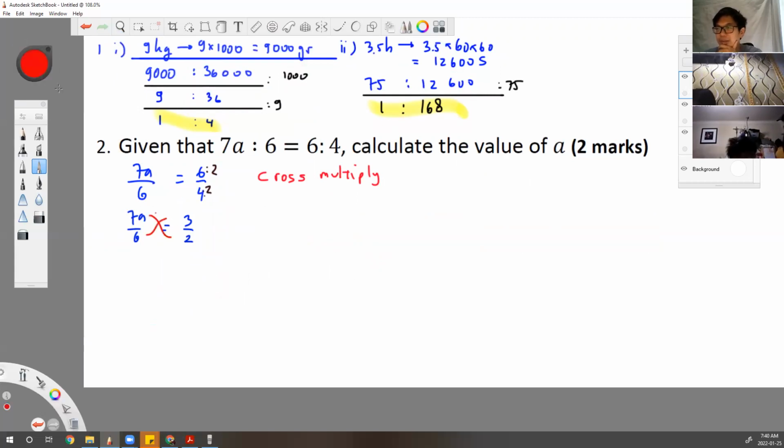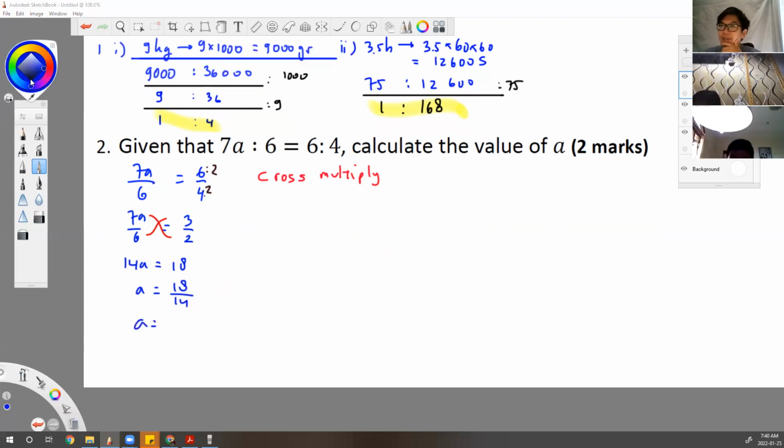Okay, cross. And you'll get 14a equals 18. Make sense? 7a times 2 equals 6 times 3. Or you can just write 18 equals 14a, no problem. So a will be 18 over 14. Or a can be simplified further, dividing by 2, because I want to find the simplest value of a: 9 over 2.